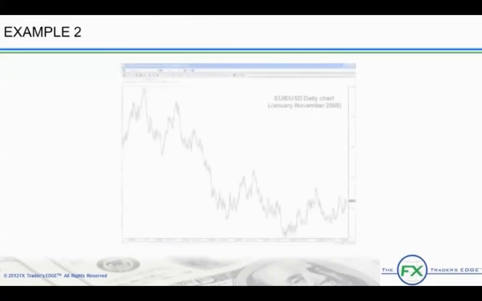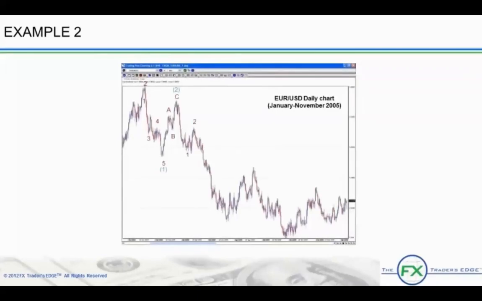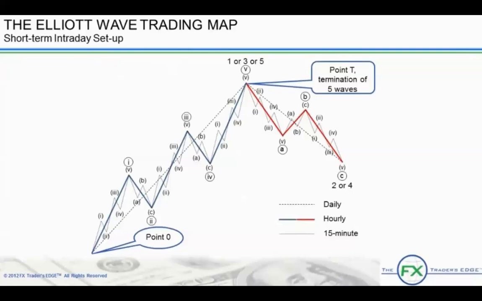In our Euro-USD example, this medium-term swing setup took anywhere from 2 months to 5 months to complete. Subwave 1 took 2 months, Subwave 3 took 5 months, and Subwave 5 took 3 months to complete. These moves are all part of the 5-wave sequence that you can see on this daily chart from January to November 05.